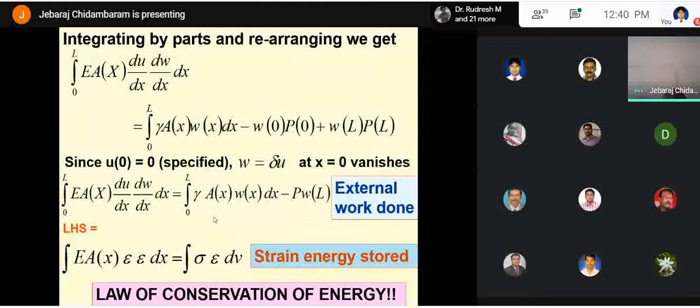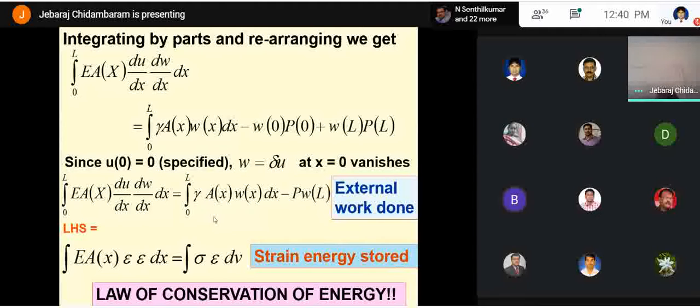Similarly, gamma is density, A of x into dx is volume, density into volume is self weight, into W of x is the variation of the weighting function. So that is self weight into distance, work done by the self weight. So left hand side, total work done by all the loads. There is an error there. The minus sign, it is gamma A of x W dx plus P into W of L.